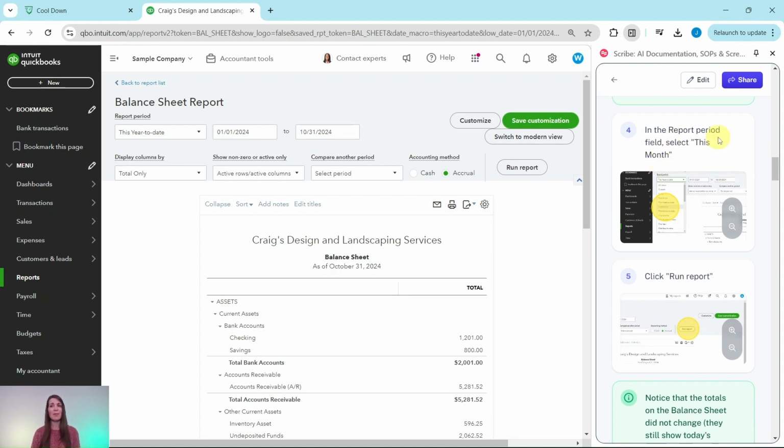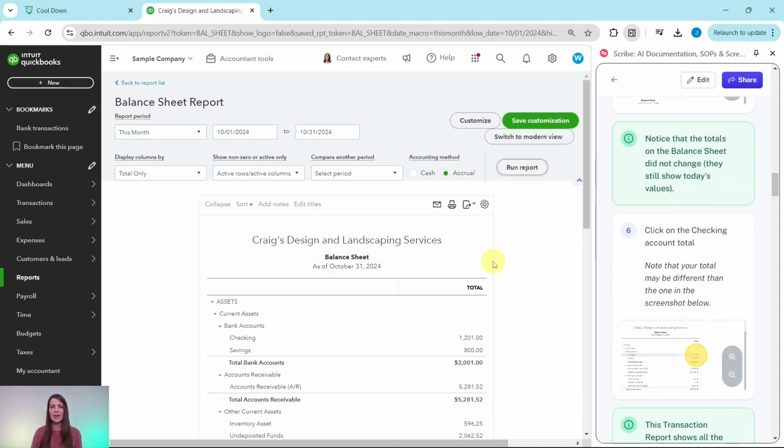So let's change that report period to this month. Go ahead and click into that down arrow and then select this month. And then we want to click on Run Report once again. Now, as soon as we do that, you'll notice that the totals on the balance sheet did not change. They still show today's values.